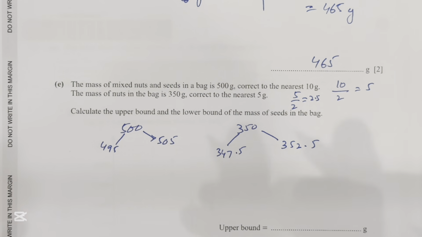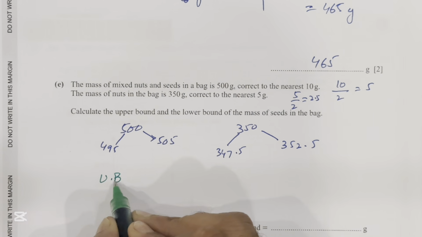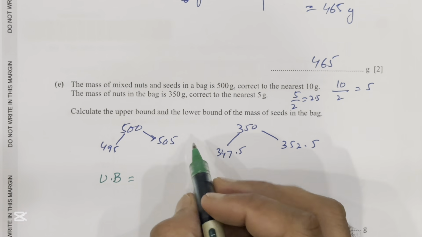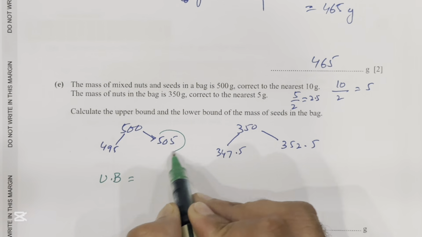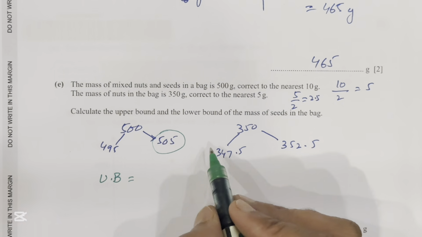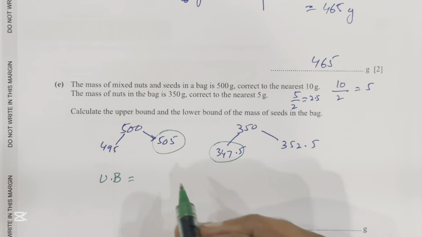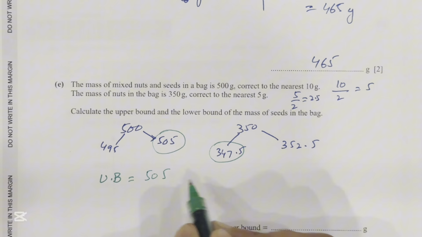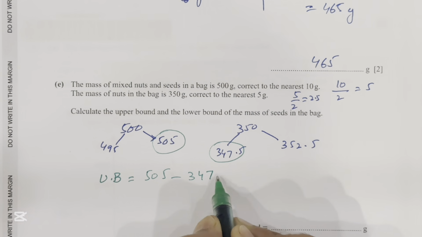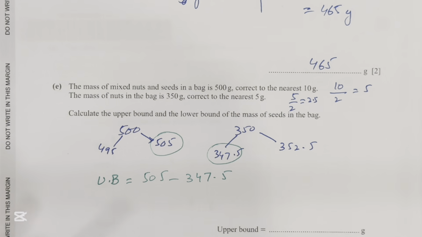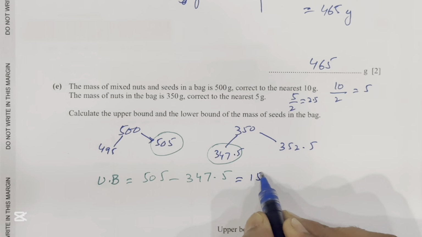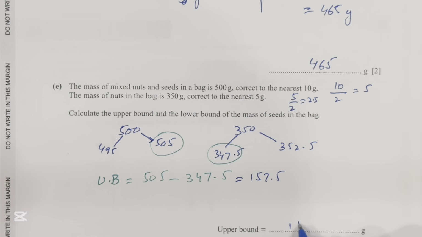the bag. So upper bound would be equal to, we have to take this upper limit and we have to take its lower limit, so to get our answer maximum. So it would be equal to 157.5 grams.